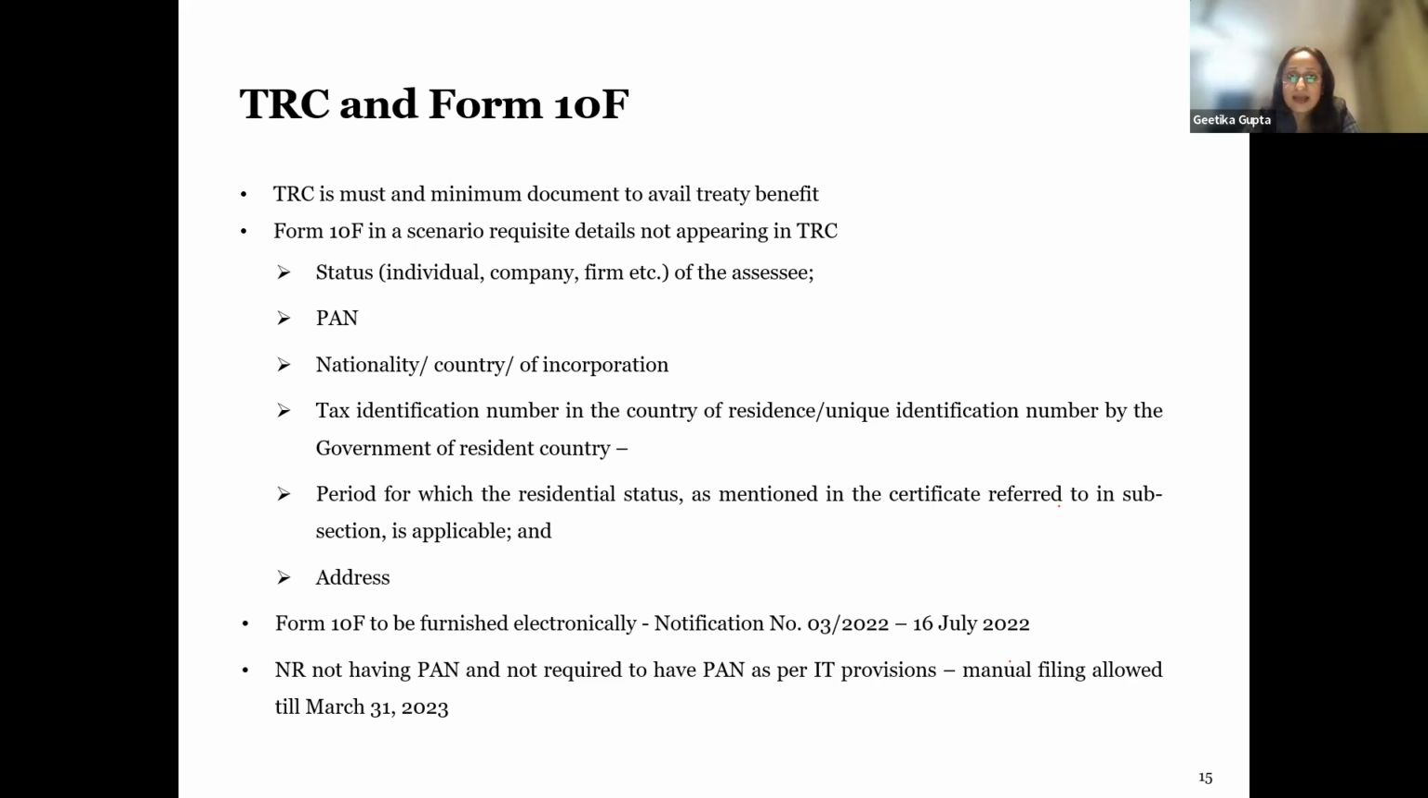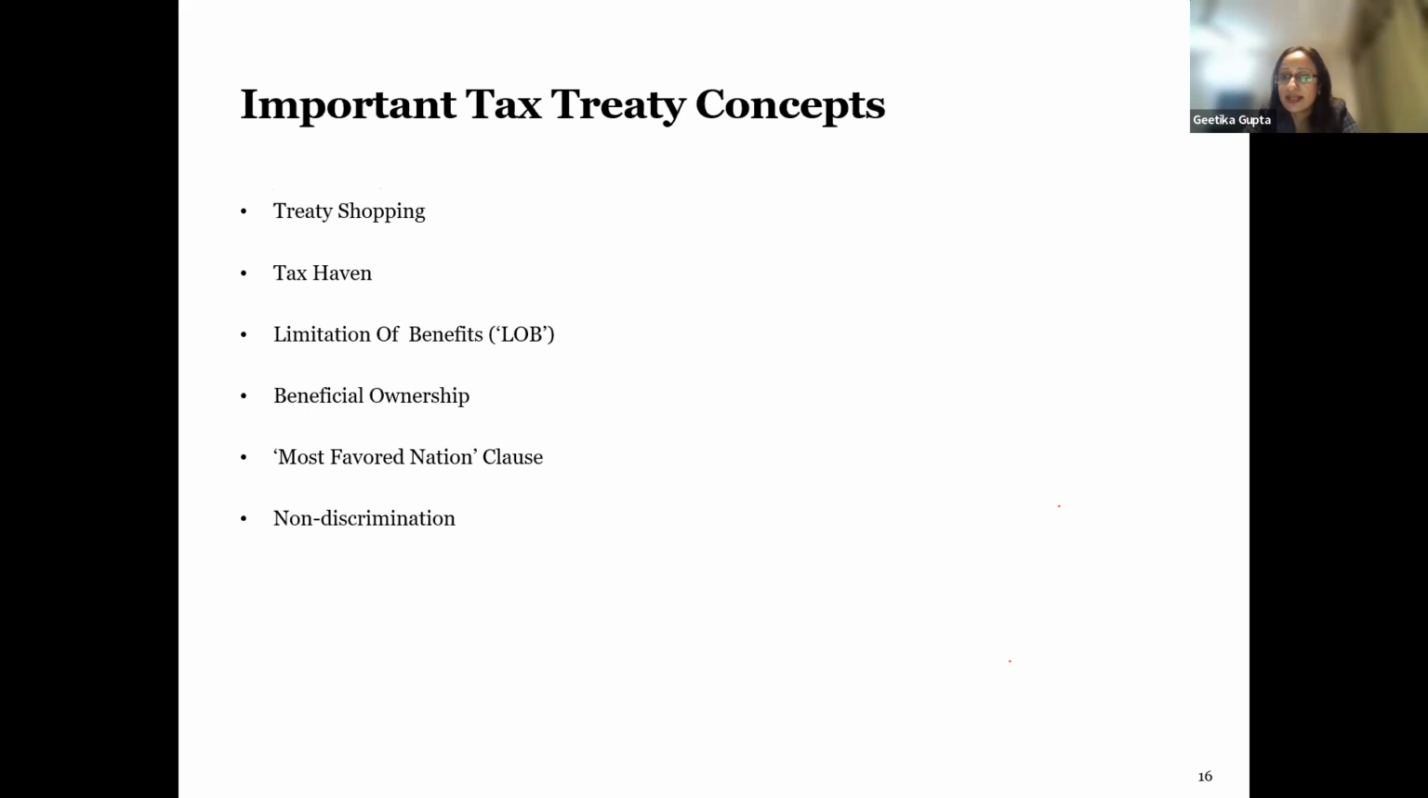I'll take a pause here. I see certain questions in the chat box. The first question is, if TRC is obtained, then is 10F also mandatory? The answer is, see, if all the details, as mentioned in the slide, are not appearing.